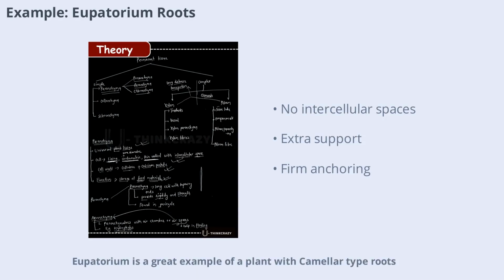Eupatorium is a great example of a plant with camellar type roots. In these roots, the tissues are tightly packed and there are no intercellular spaces. This structure provides extra support and helps the plant anchor itself firmly in the soil. By studying plants like Eupatorium, scientists can learn more about how root structure affects plant stability and growth.